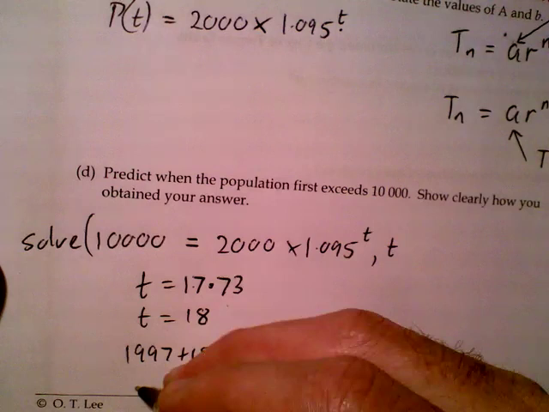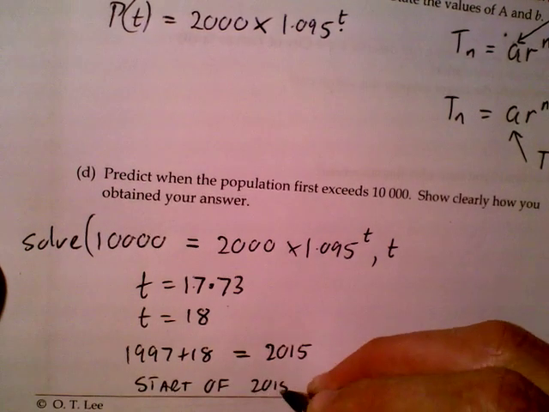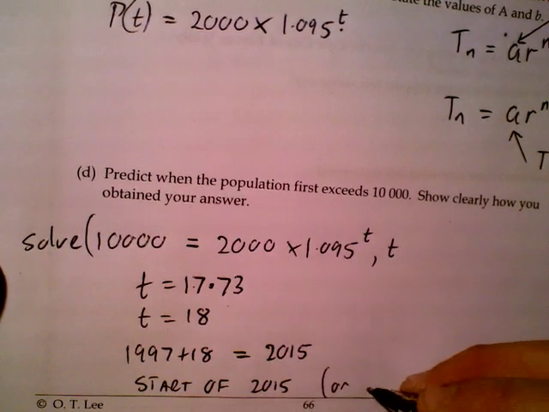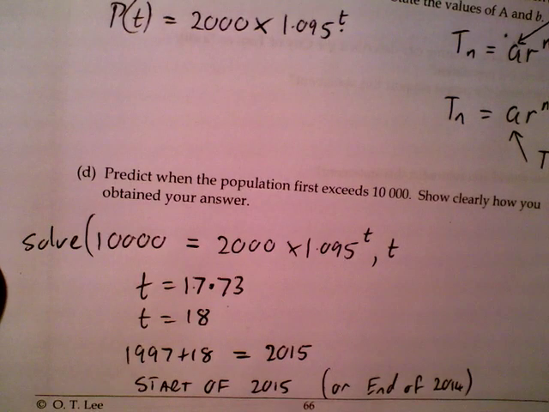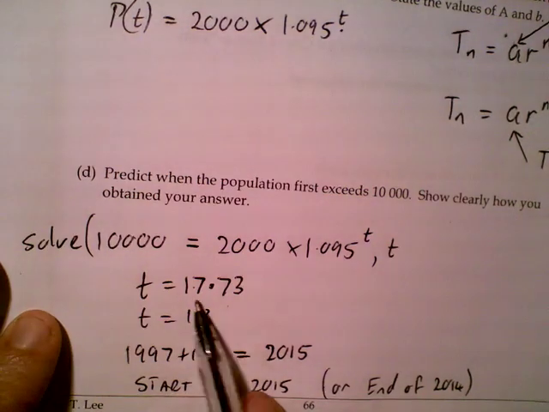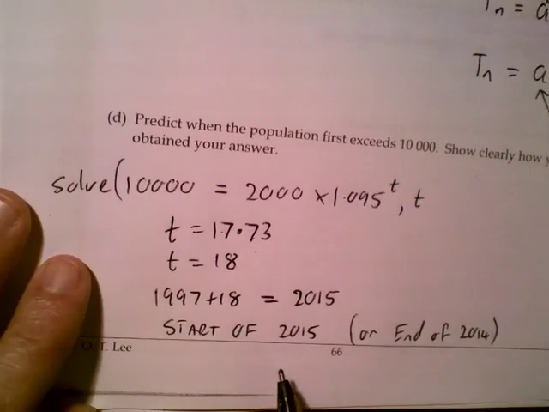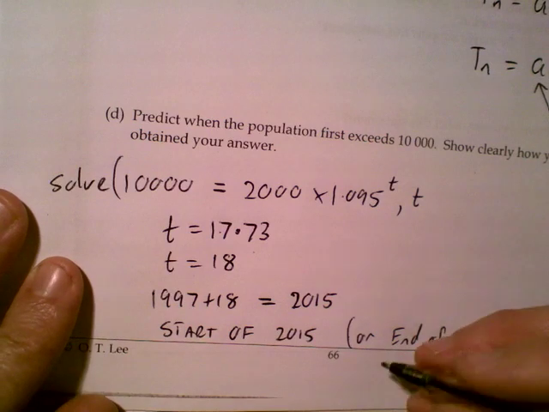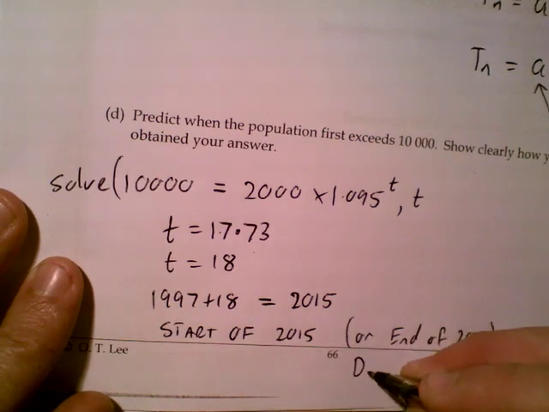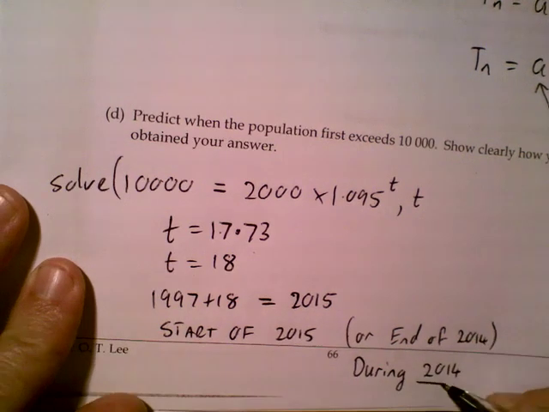And that'd be the start of 2015. Now, that's exactly the same thing as the end of 2014. You can see how this can be kind of tricky working out the year. Those two things are the same. And in actual fact, because it happens at 17.73, just a little bit before that, you'd actually consider saying even that it happens during 2014. So you might even say, well, in actual fact, it ticks over to that 10,000 during 2014 as your final answer there.